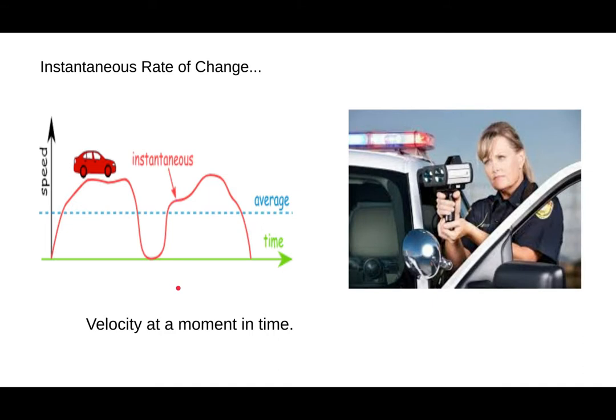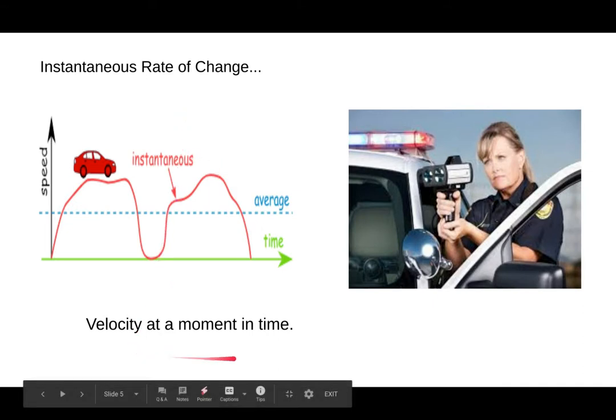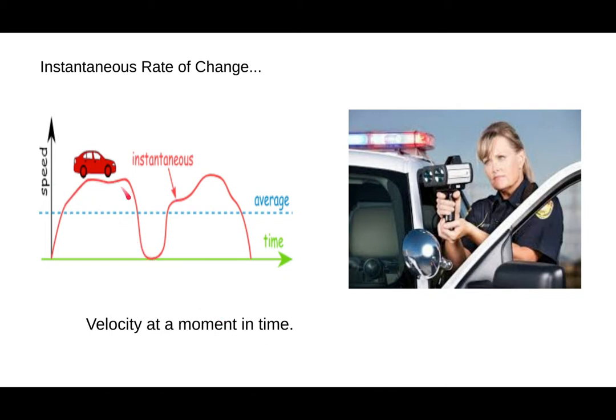So again, the instantaneous rate of change is a measure of velocity at a moment in time. If you're out driving on the road, you have an average speed that you drive. But when the state trooper uses her radar gun to clock your speed, it's at 1 moment in time. It's an instantaneous rate of change. It's velocity at a moment in time.